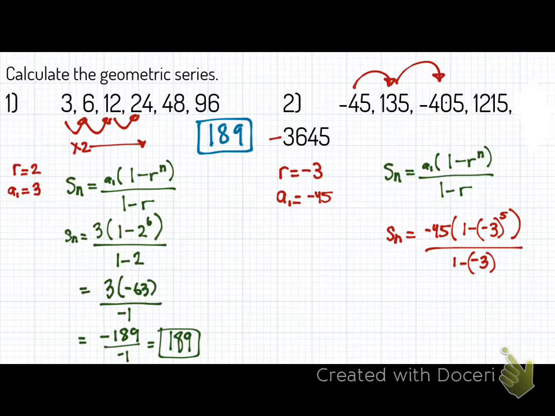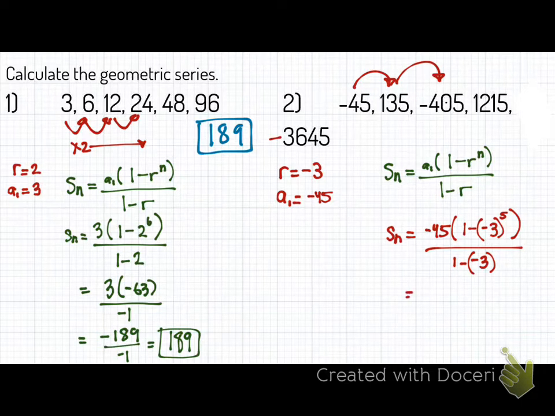What is negative 3 to the 5th? Negative 3 times negative 3 is? 9. Positive 9. Positive 9 times negative 3 is? Negative 27. Negative 27 times negative 3 is? Negative 81. What's negative 81 times negative 3? 243. Positive or negative 243? Negative 243. Okay, thank you.